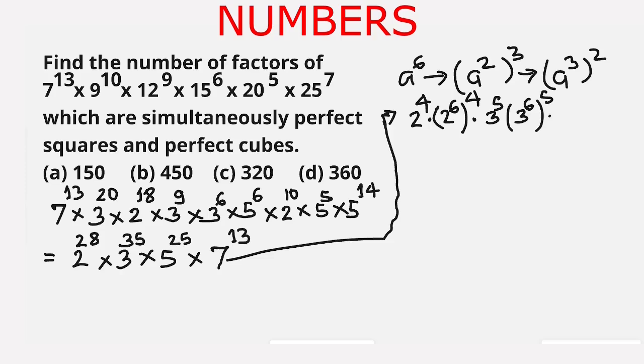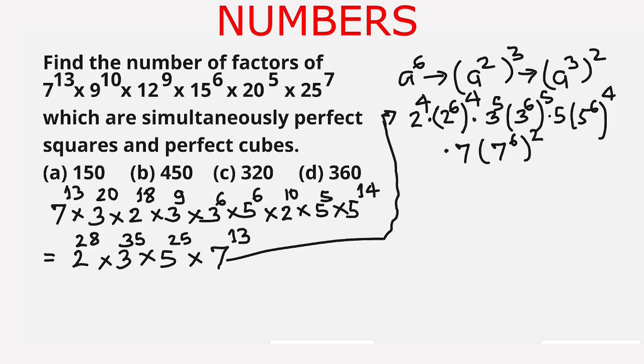And 5 to the power 25 can be written as 5 multiplied by 5 to the power 6 to the power 4. So it will be 6 times 4 is 24, and 24 plus 1 is 25. Multiplied by 7 to the power 13, which can be written as 7 multiplied by 7 to the power 6 to the power 2. So 6 times 2 is 12 plus 1 is 13. So this we have already converted into power of 6.